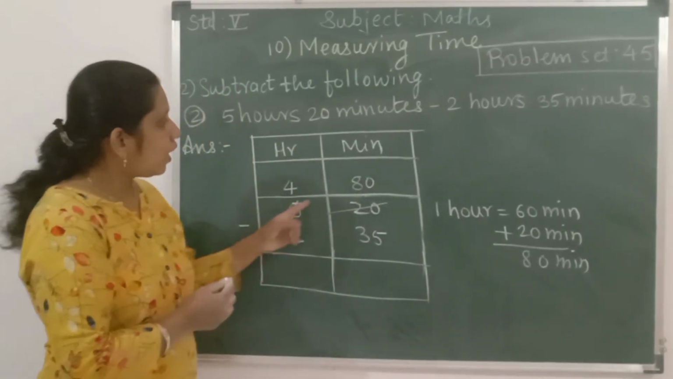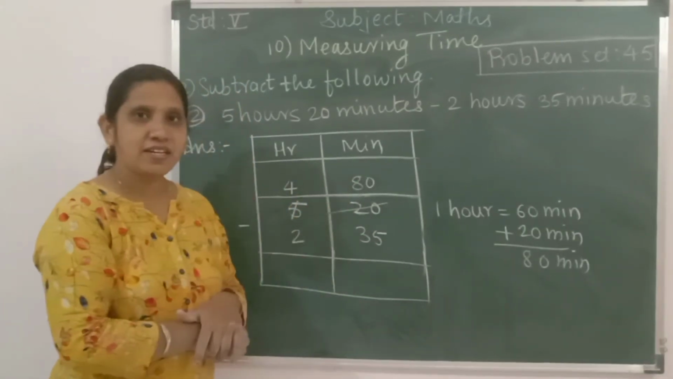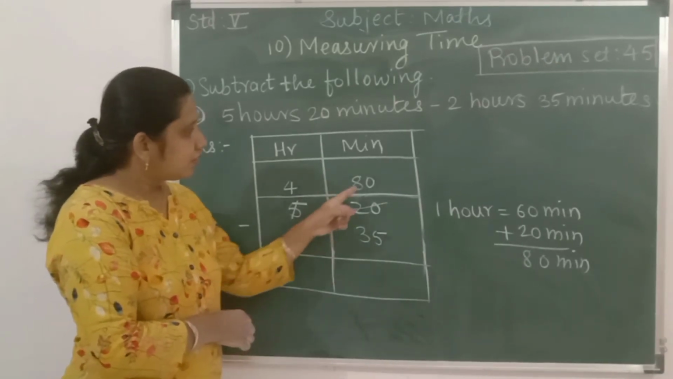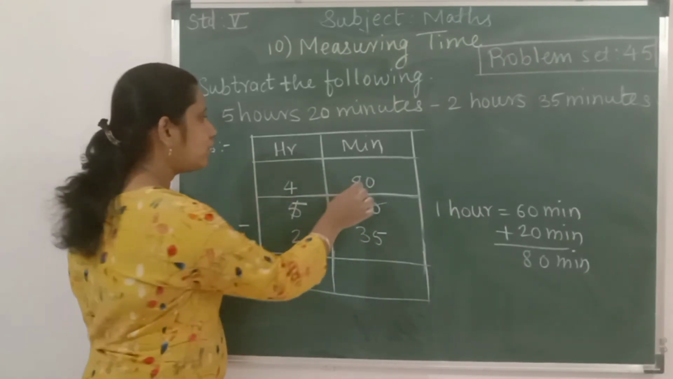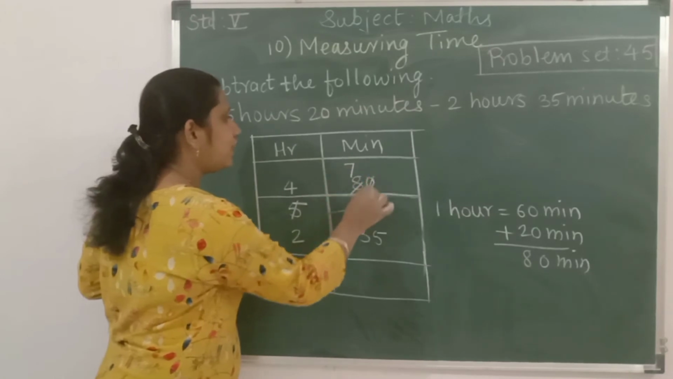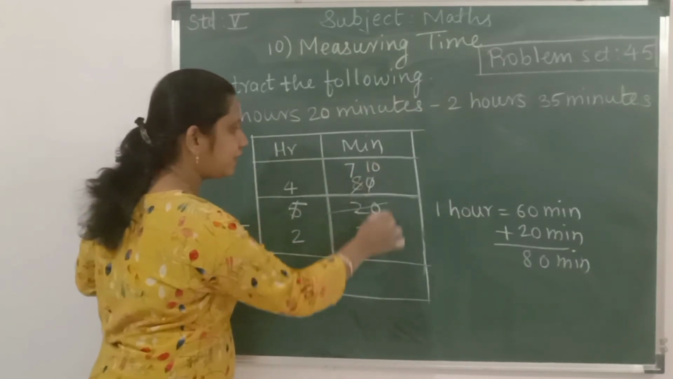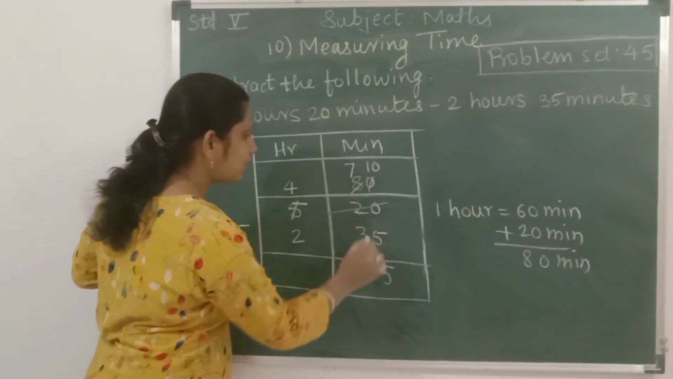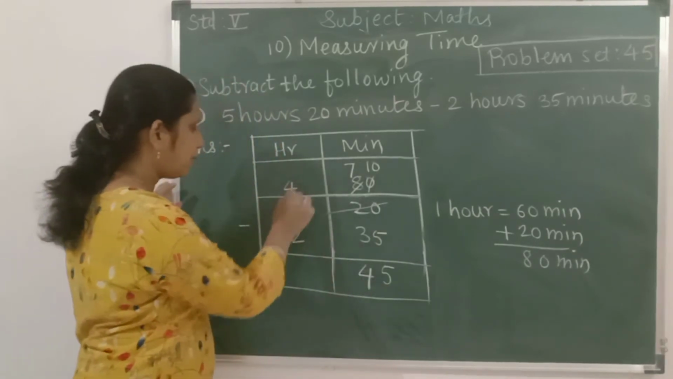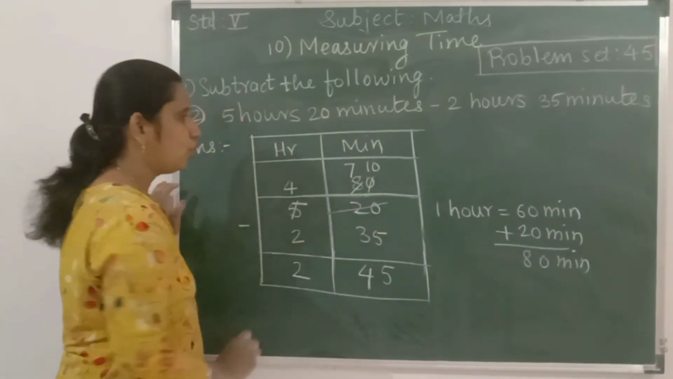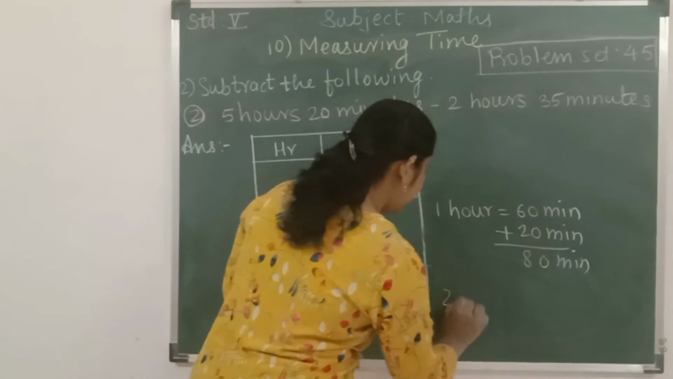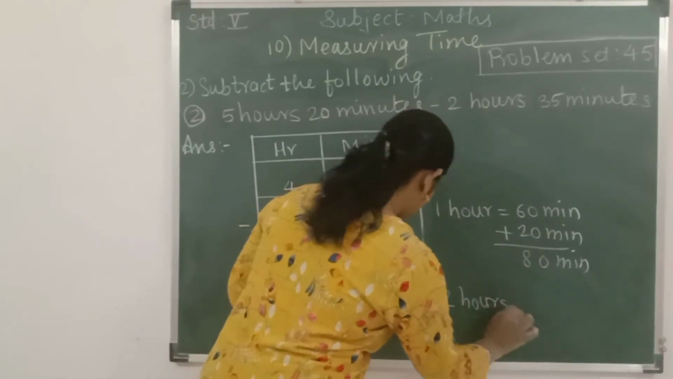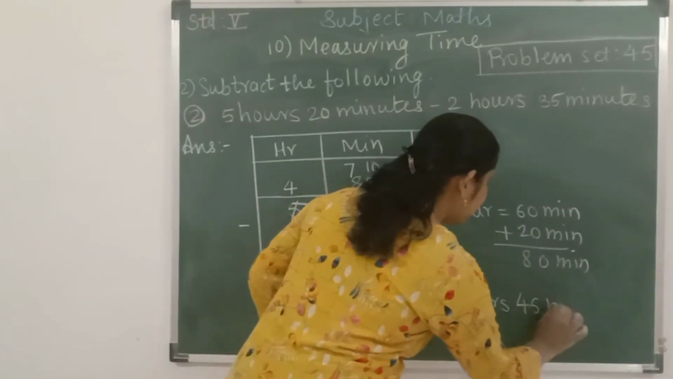Okay. Now I have to subtract 80 minus 35. 0 minus 5 not possible. Cancel it. 8 becomes 7, and the 0 becomes 10. 10 minus 5, 5. 7 minus 3, 4. 4 minus 2, 2. So what is my final answer? 2 hours 45 minutes.